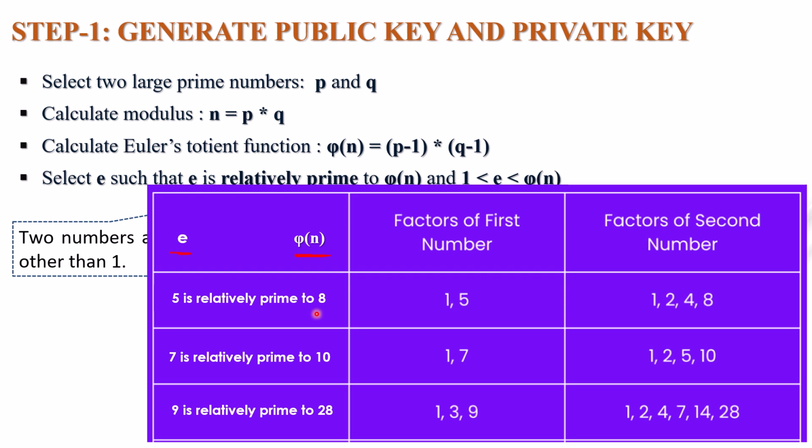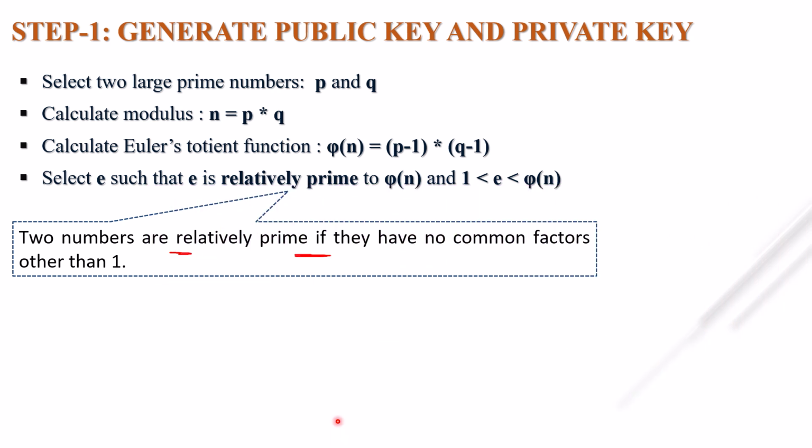Here is a second example. 7 is also relatively prime to 10, because the factors of 7 are 1 and 7, and the factors of 10 are 1, 2, 5 and 10. Here also the common factor is 1. So I can say 7 is relatively prime to 10. Okay, similarly for 9 and 28. So I hope you understand what a relatively prime number is.